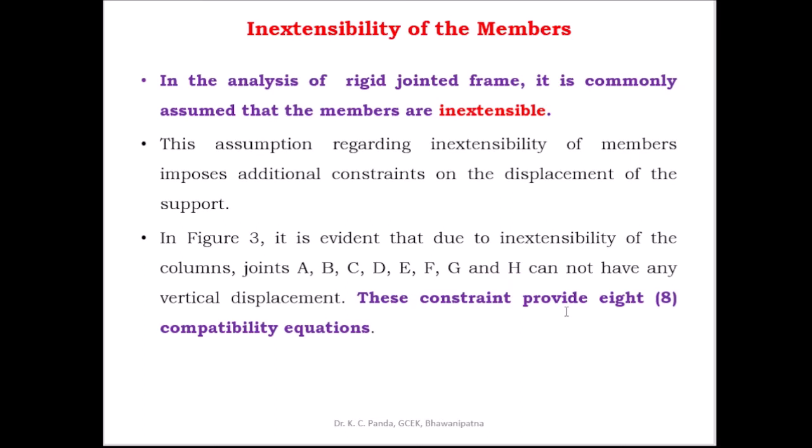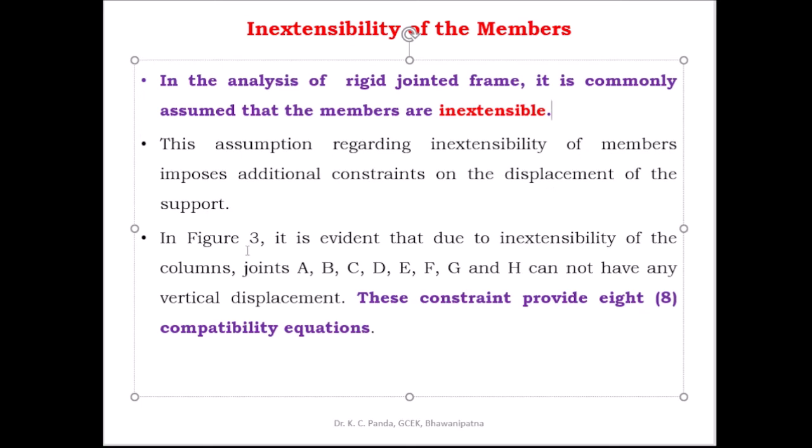Then, how to determine the degree of kinematic indeterminacy for inextensibility of the members. In the analysis of a rigid jointed frame, it is commonly assumed that the members are inextensible. This assumption regarding inextensibility of members imposes additional constraints on the displacements.